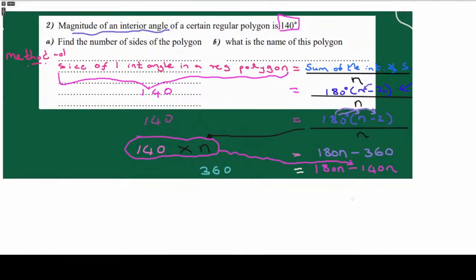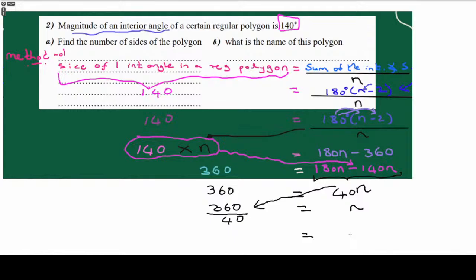All right, so we have 360 is equal to, what is 180n minus 140n? That is 40n when we subtract. So what's n's value? 360 times 40 goes other side. What does it become? Division 40. So n is equal to 360 divided by 40, which is 9. So this polygon has 9 sides.